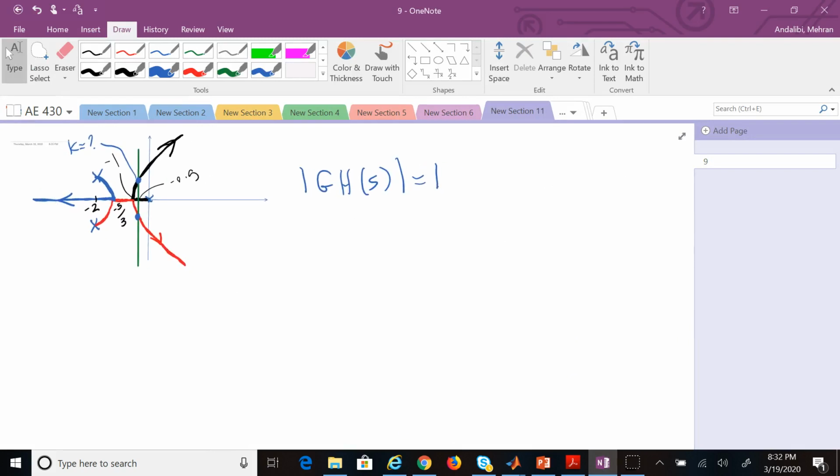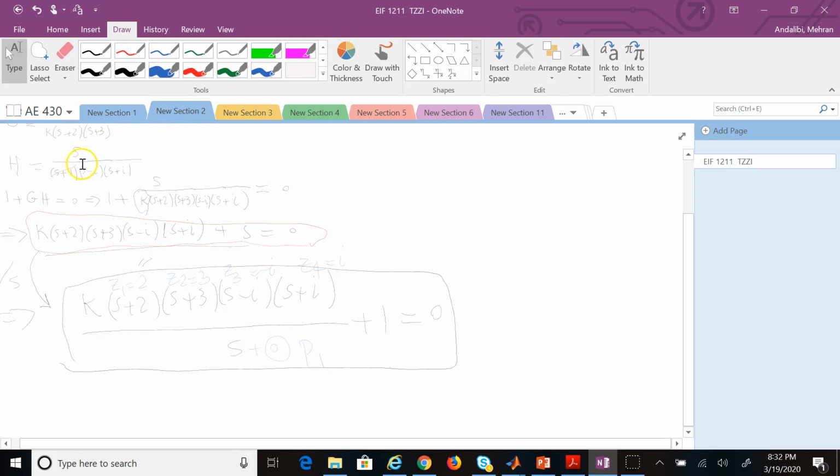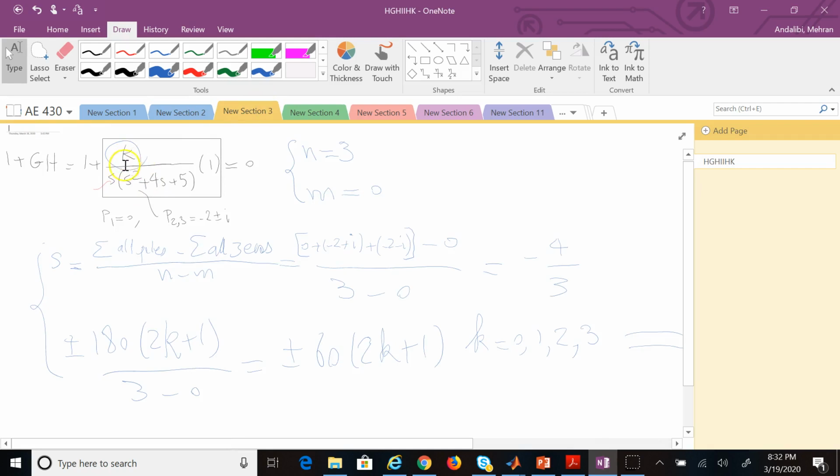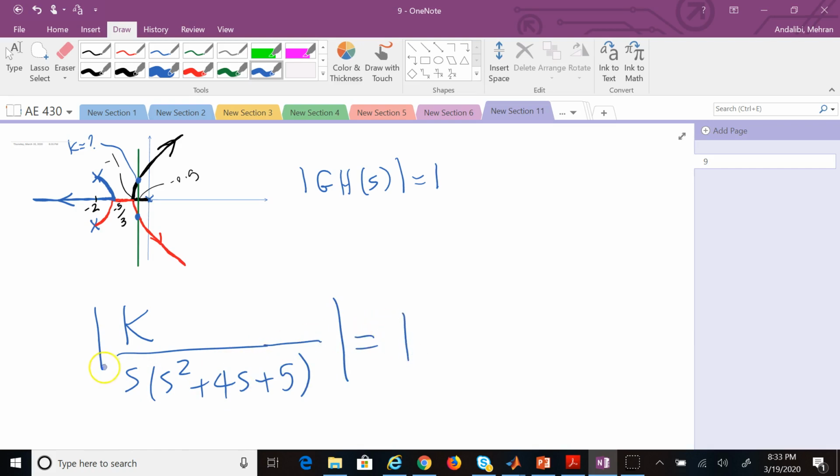So what is GH in this case? The GH in this case is magnitude of K times what? So we can go back and look. For our case, GH is, no, that one, this one. K over S times S squared plus 4S plus 5, right? So K over S times S squared plus 4S plus 5 at any location should be equal to 1.